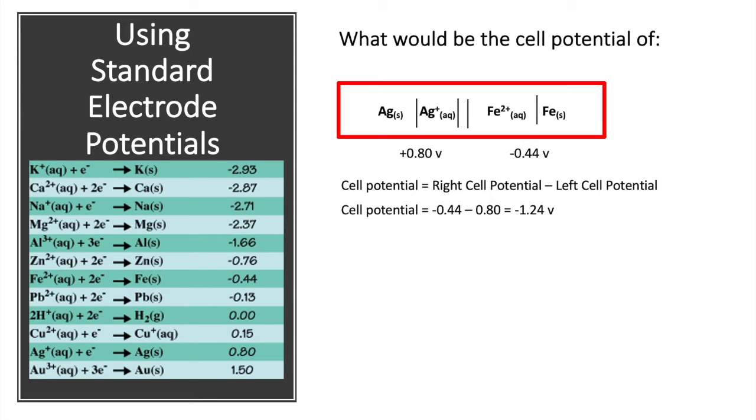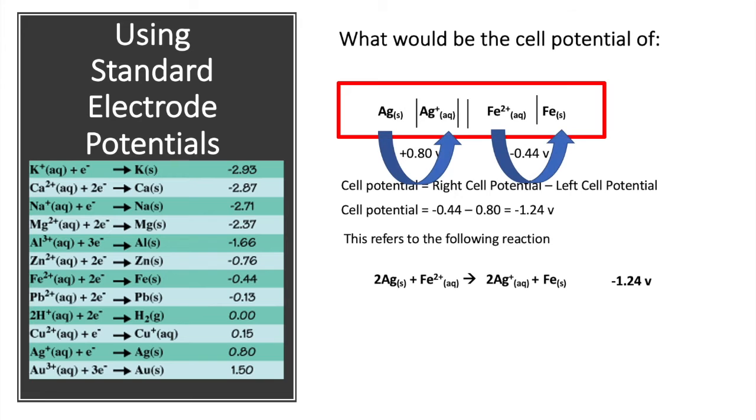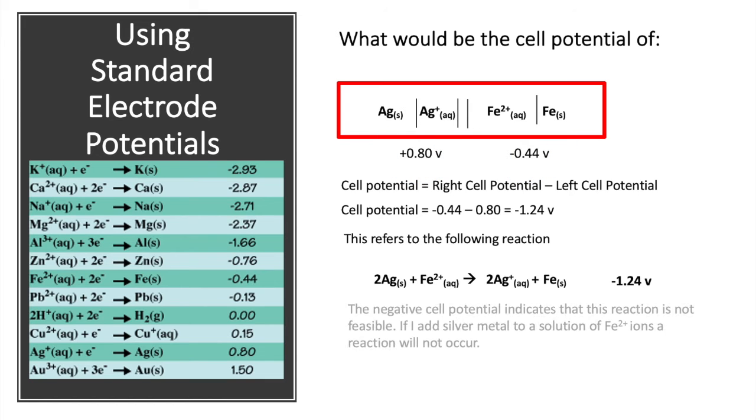So what does that figure actually tell us? It shows the cell potential of silver solid going to Ag+ and Fe2+ becoming iron, and relates to the reaction shown there: silver reacting with Fe2+ to give silver ions and iron metal. The negative cell potential says that reaction is not feasible. It is unlikely to happen, and it won't happen. So if I added some silver metal to some Fe2+ ions, we would not see a reaction.